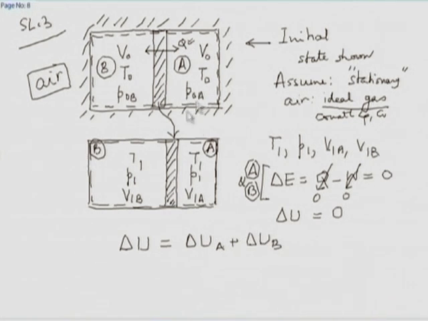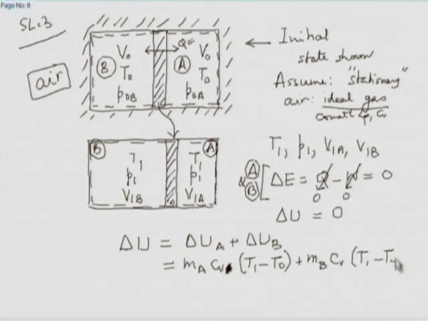And from the initial pressure, volume, temperature, we can determine the mass of A and mass of B. So, this will become mass of A Cv of A into temperature difference of A, that is T1 minus T0, plus mass of B Cv, this is the same air, so one Cv I will use, T1 minus T0. Note that either side changes its temperature from T0 to T1, but since this is 0 and T1 minus T0 is a common factor, the first conclusion is T1 equals T0.